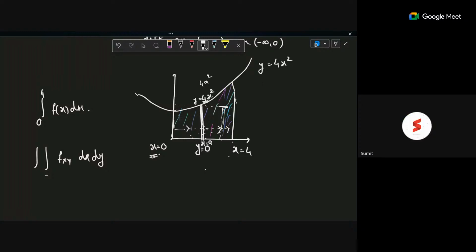Who asked the question? Yes, ma'am. Ma'am, the last point you are explaining, you have taken the limit x from 0 to 4 and y from 0 to 4x square, and then you interchange it. Yeah. Then I will sweep it from x equal to 0 to, let's say, all the points I will cover. Like I will travel along this line, no? Because x equal to 4 is in this direction, right? So I will move this strip from this part to this part to this part, and I will cover the whole shaded area.